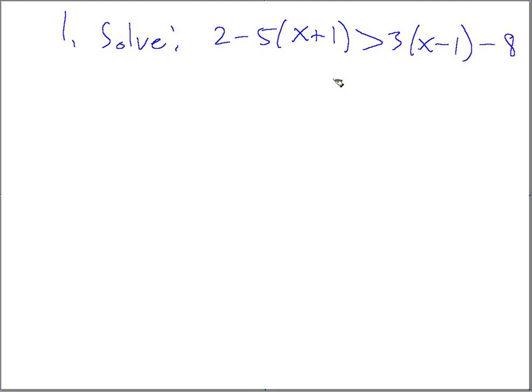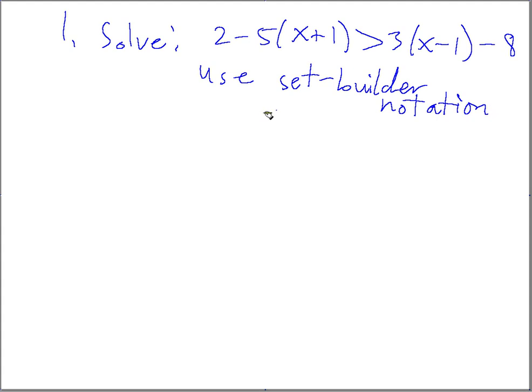Okay, so just again get x on the left, numbers on the right, and write the solution in set builder notation. So let's just go and write the solution in Blackboard. Use set builder notation for the solution. Set builder notation. So use that for all three problems I'm going to give you right here. So use this notation. All right. Let's go on to number 2.